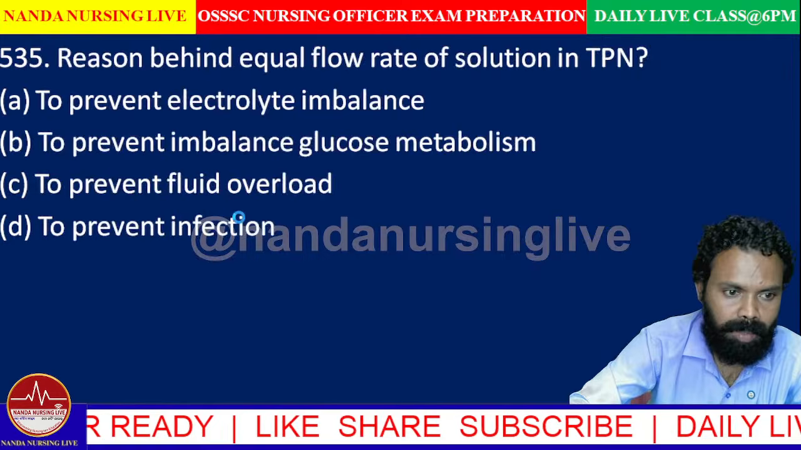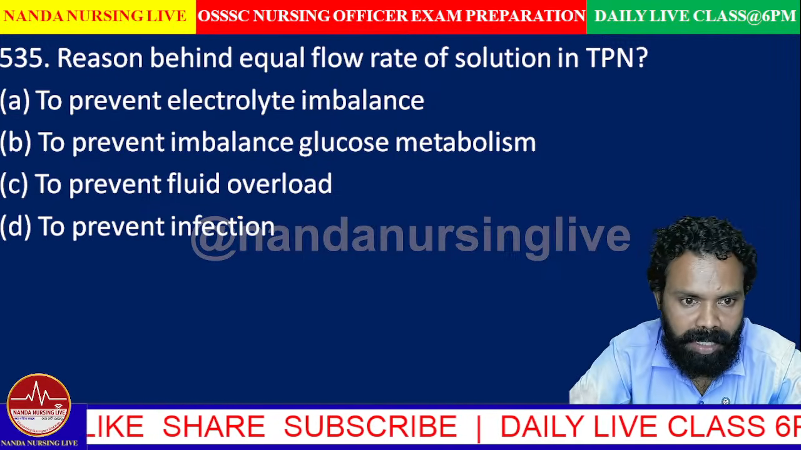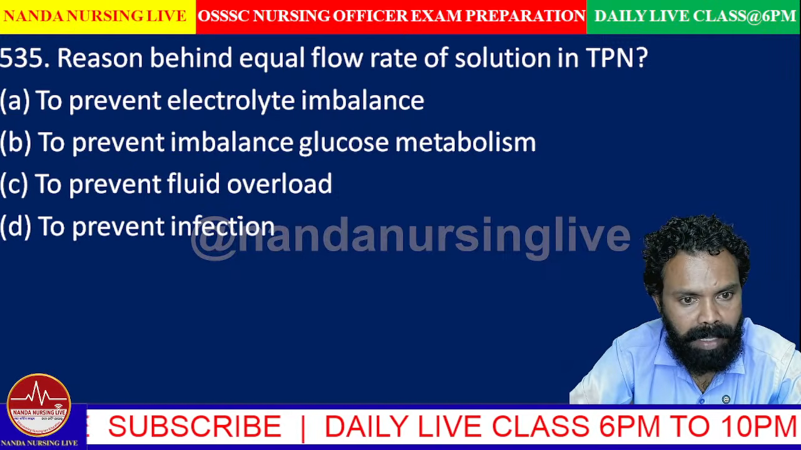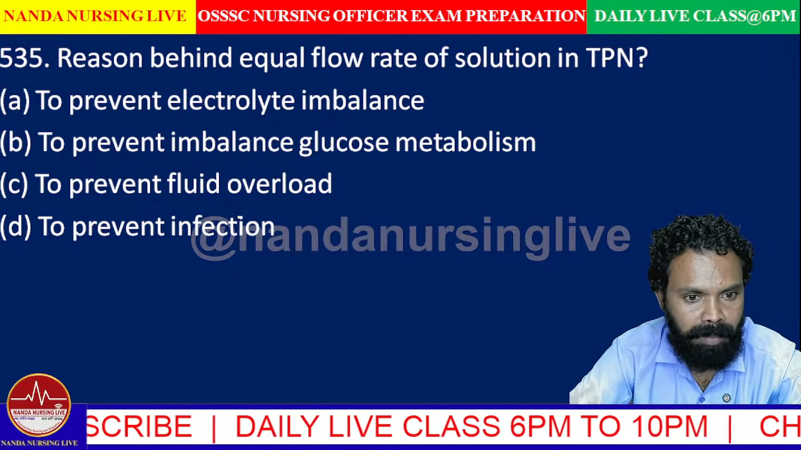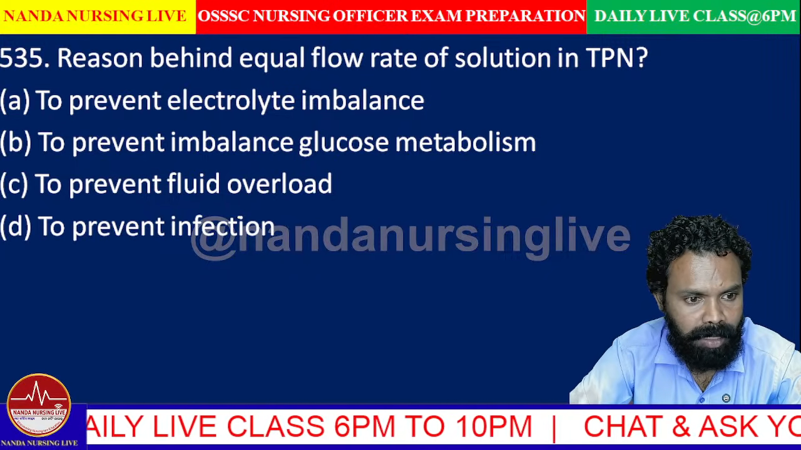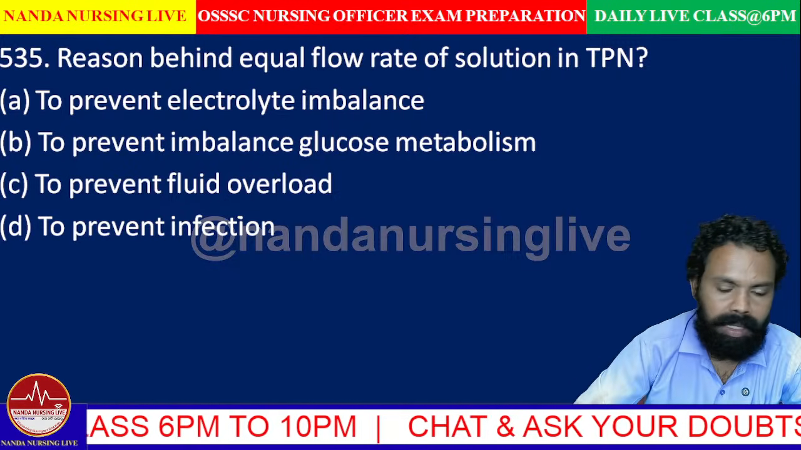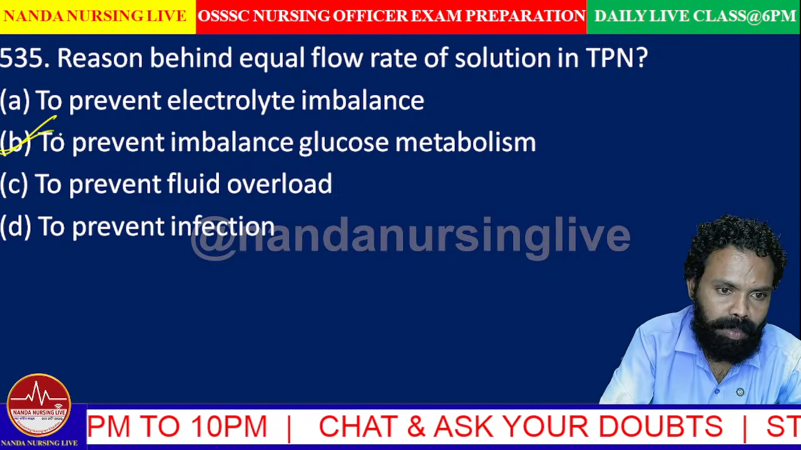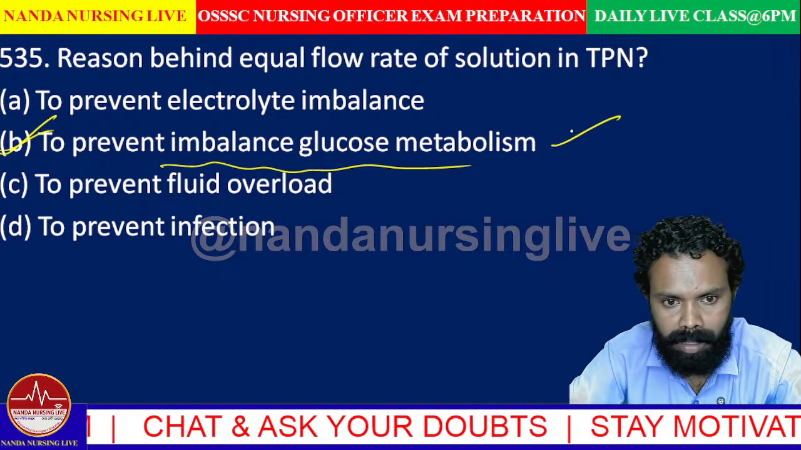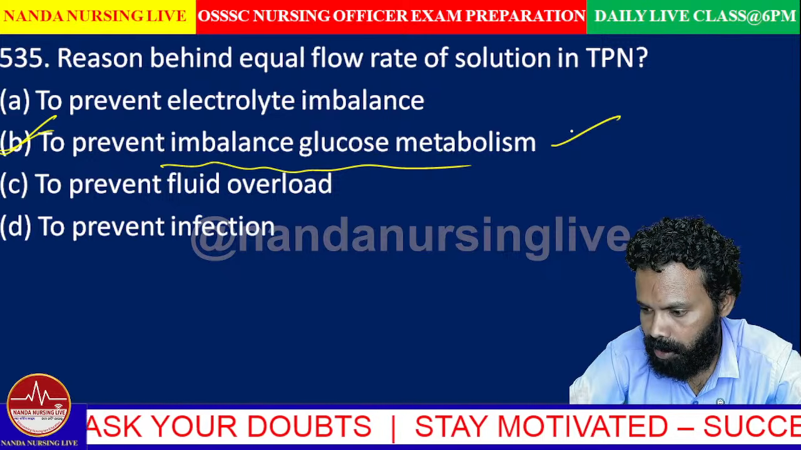Next question number 535: reason behind equal flow rate of solution in TPN. Option A, to prevent electrolyte imbalance; option B, to prevent imbalance glucose metabolism; option C, to prevent fluid overload; option D, to prevent infection. So which option is the correct answer? Option B is the correct answer: to prevent imbalance glucose metabolism. So the reason behind equal flow rate of solution in TPN is to prevent imbalance glucose metabolism, right?